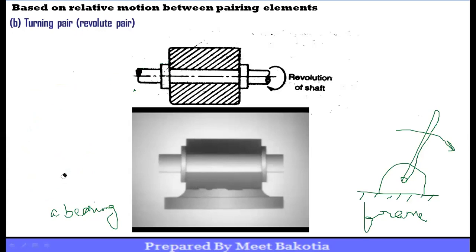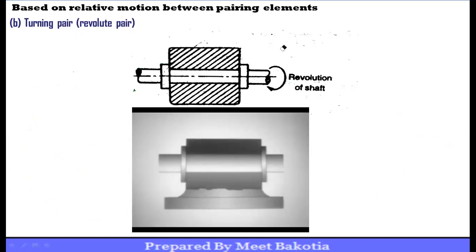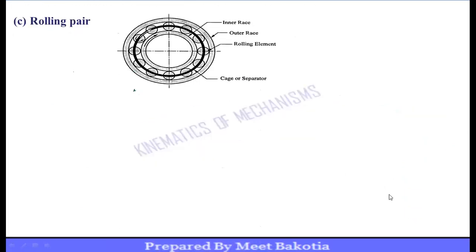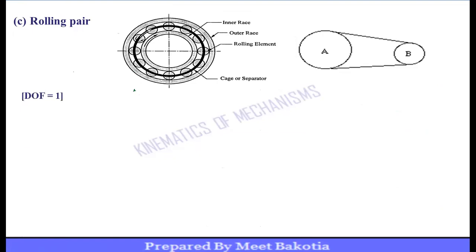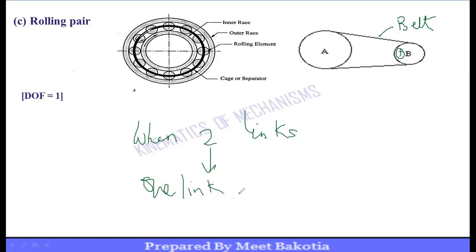Moving ahead with the third one, which is the rolling pair. You can see the belt which is there on the pulleys, or the rolling bearings. This is an example of a rolling pair. So when two links are connected in such a way, this is my link number one, which is the pulley, and this is my link number two, which is the belt. When one link rolls over another link, then such a pair I'm going to call the rolling pair.